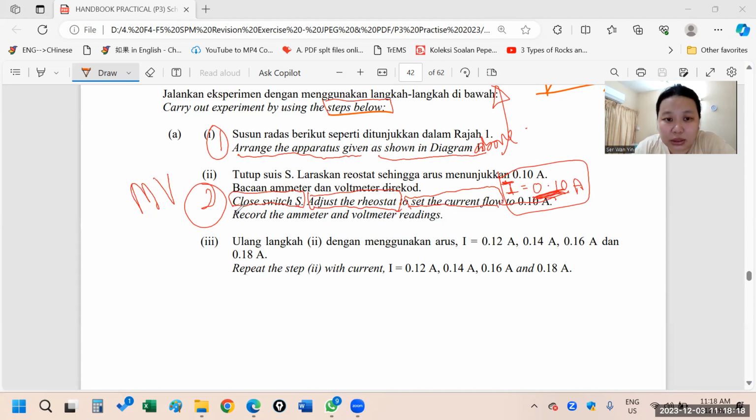And then, don't use this sentence: record the ammeter and voltmeter reading. No.